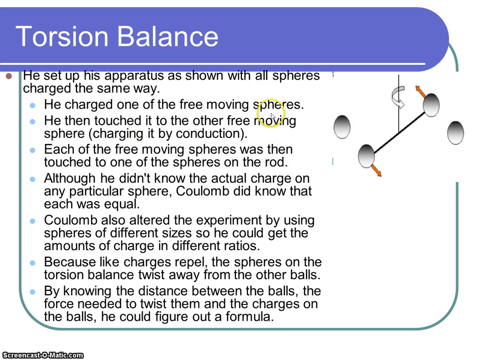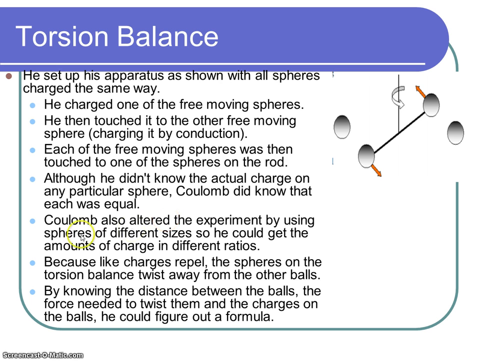So he charged one of the objects, he then touched it to another one, charging it by conduction. Each of the free moving spheres was then touched to one of the spheres on the rod. He didn't know the actual charge, but he did know that the charges were equal. So he was able to use that ratio to figure things out.